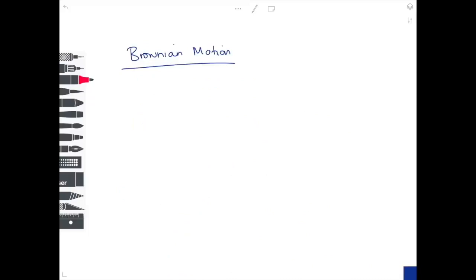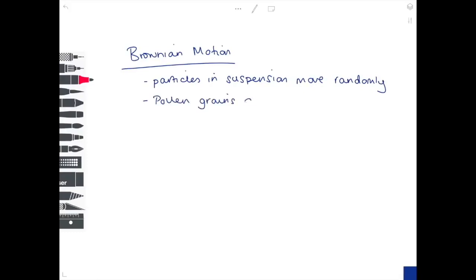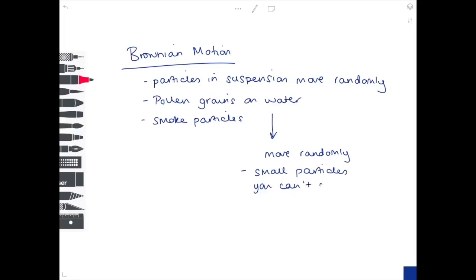There's a couple of scientists you need to know a little bit about. The first one is Robert Brown, and his discovery led to the notion of Brownian motion. Now, all this states is that particles in suspension move randomly. And you can see this in everyday life. So pollen grains on water, smoke particles. And what you can actually observe if you look at pollen grains on water under a microscope is that they move randomly. And that's due to small particles colliding with them, ones which you can't see. They create a small force which actually acts to move those pollen grains. So it's a very basic theory you need to know about.